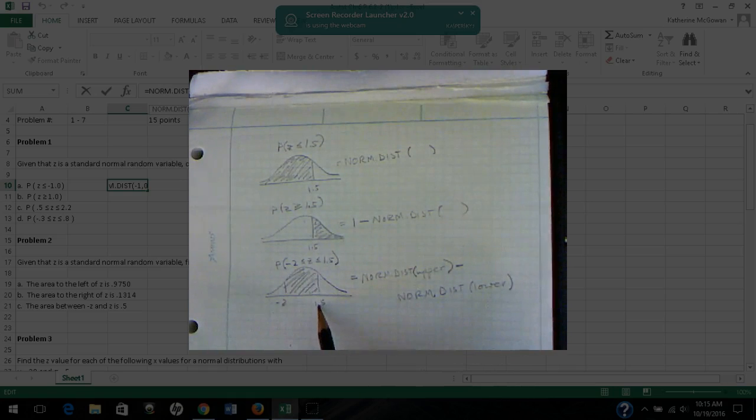Now it's not just 1.5 minus the negative 2, it's the normal area. So essentially what we're doing is taking the area to the left of the upper, and then we're going to subtract off the area to the left of the lower. So it's the area to the left of the upper and then subtract off this lower tail, and you're left with the area in between. And so that would be the general subtraction rules for these other calculations.